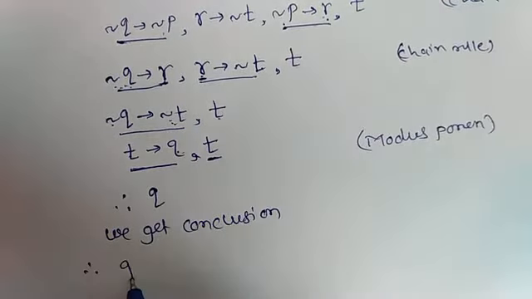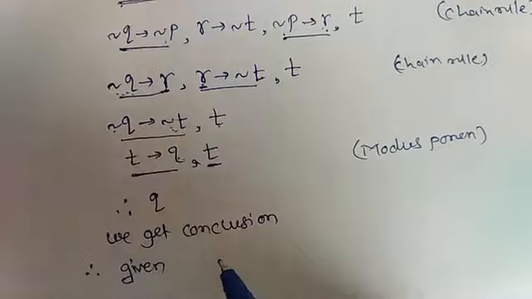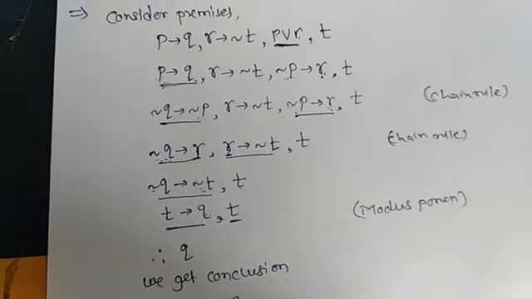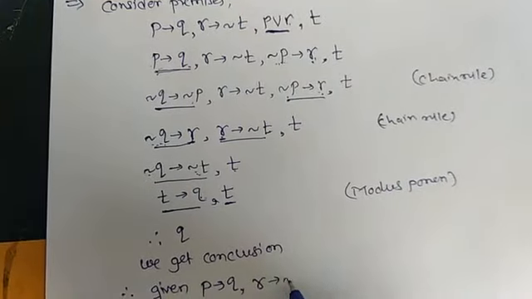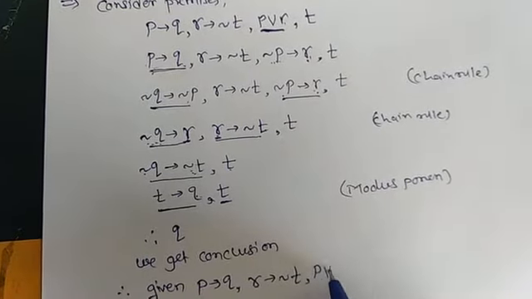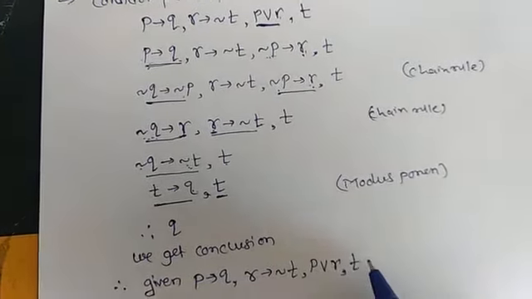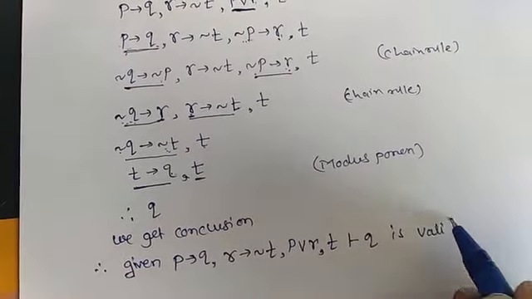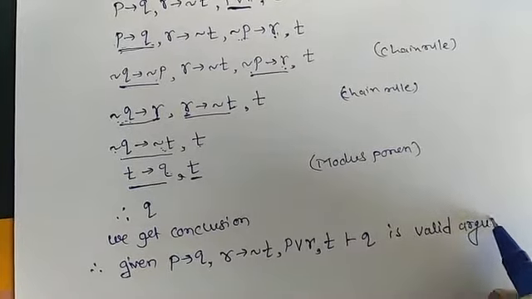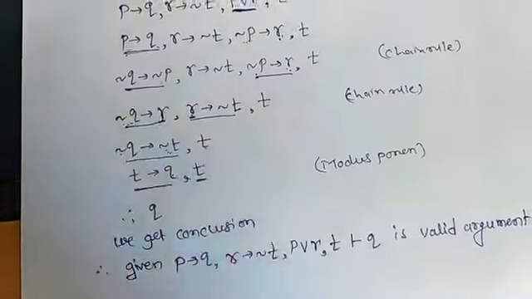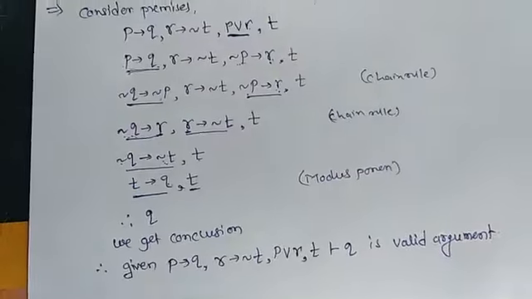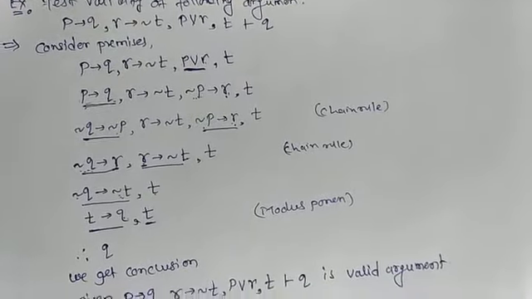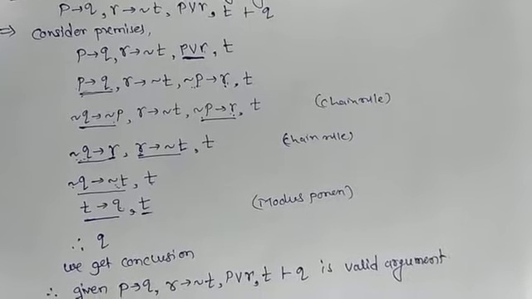Therefore the given argument, given p implies q, r implies negation t, p or r, t, concluding q, is a valid argument. Okay. So this is our required solution by using the rules of logic, or the direct method.